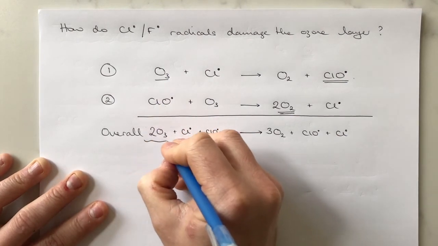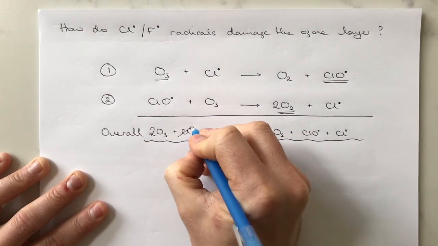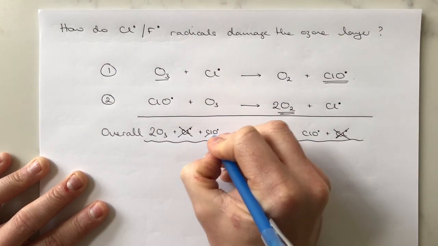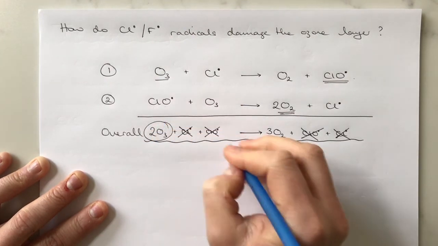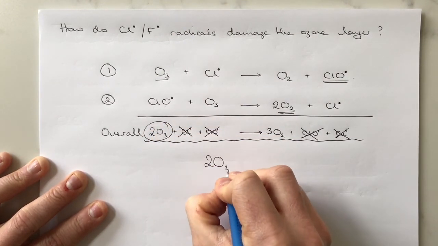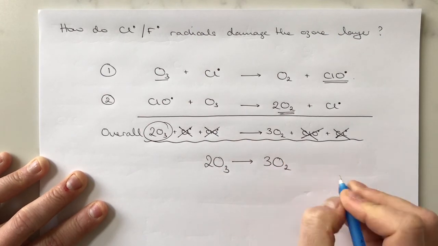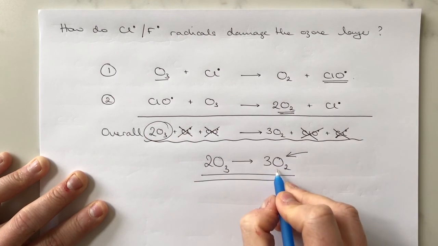And as is always the case with equations like this, let's do some cancelling. I've got a chlorine radical on one side and on the other side. I've got a chlorate radical on one side and on the other side. So it just boils down to 2 lots of O3 end up forming 3 lots of O2. Now, of course, the product isn't dangerous.